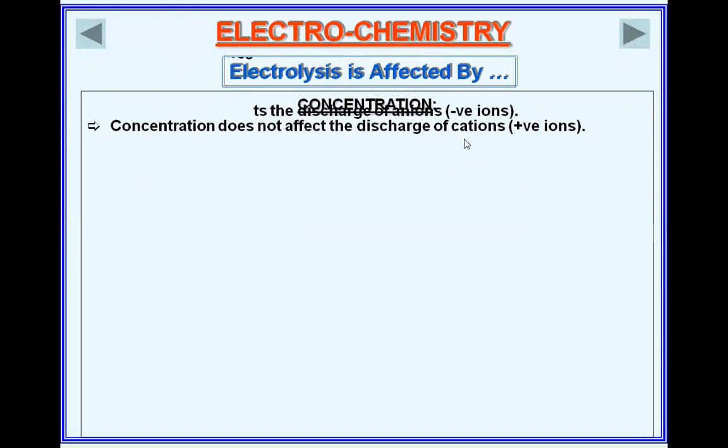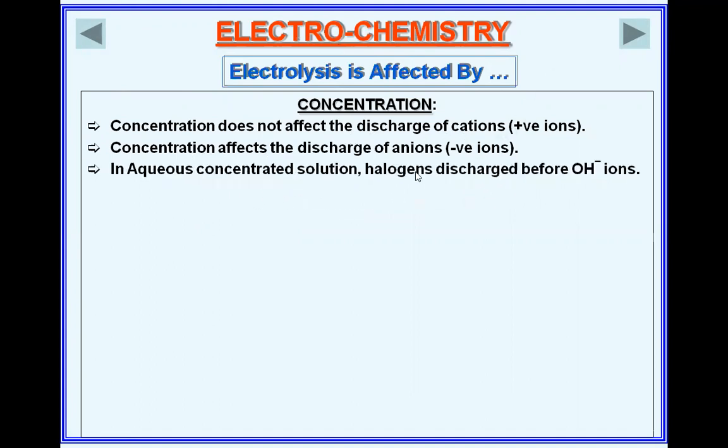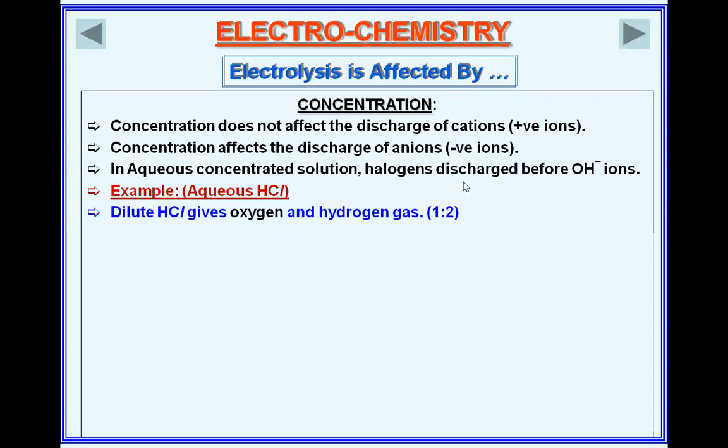So positive ions, copper ions, if they are present in the solution, as well as hydrogen ions from the water, concentration does not affect the discharge of cations ever. Concentration affects the discharge of anions, yes. In aqueous concentrated solution, halogens discharge before OH ions, but we have sulfate ions in the solution. So sulfate and nitrate never get discharged at the anode. Just hydroxide ions must travel toward the anode and produce oxygen gas.